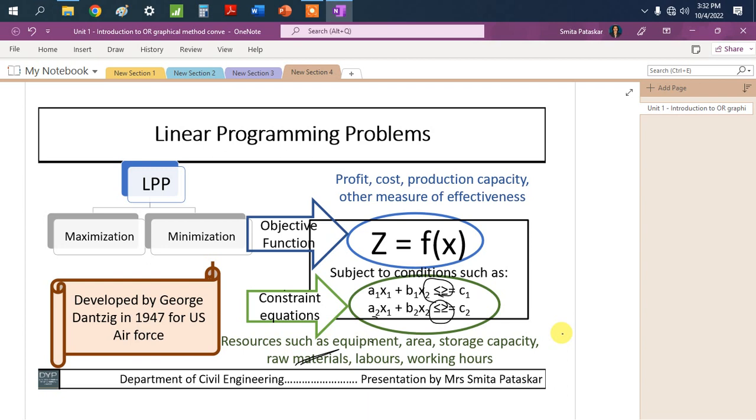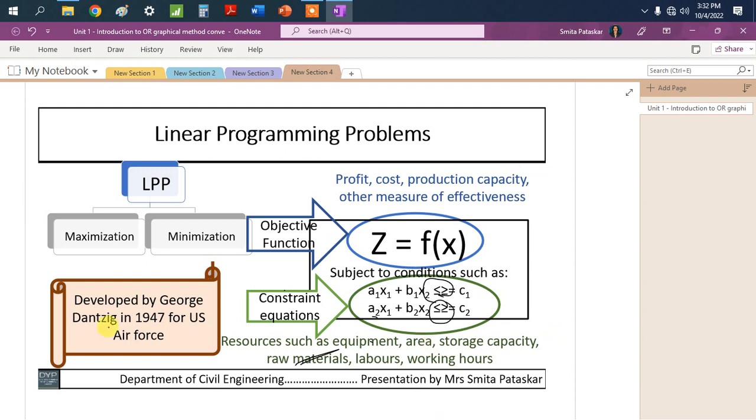Then there is an inequality sign. It is less than or equal to, greater than or equal to, or equal to a constant c1, c2, c3 and so on. So these constraint equations are what we have to define. What are the constraints? The constraints are the number of equipments, or the time of the equipment, the area, storage capacity, raw materials, it may be the quantity of the raw materials, labor, working hours. So these are the constraints. With these constraints, we have to maximize or minimize the objective.